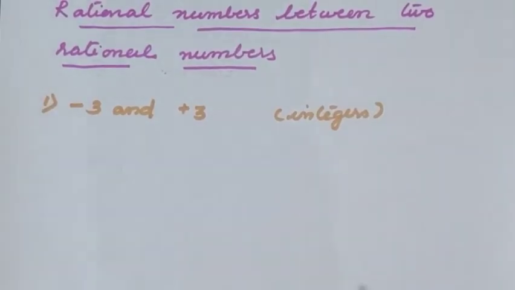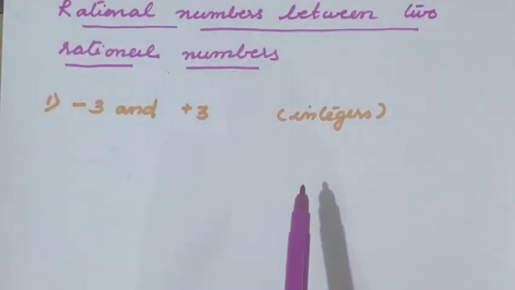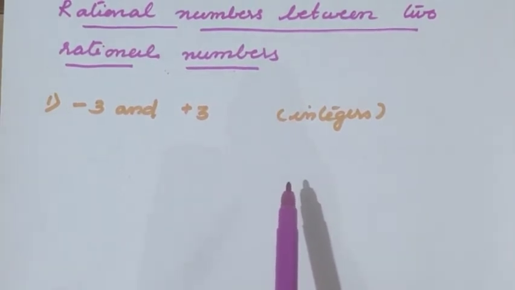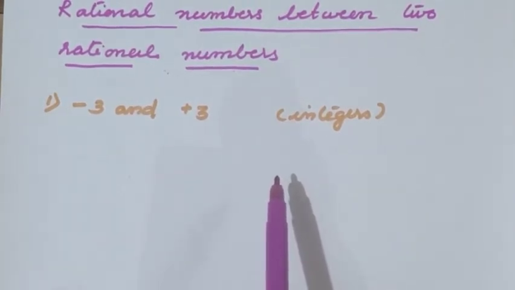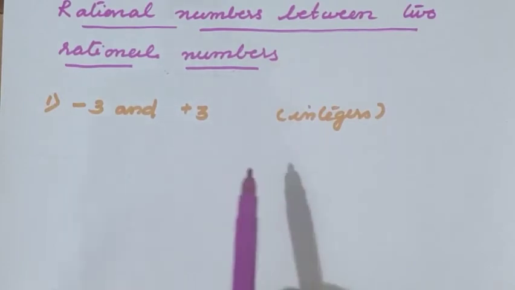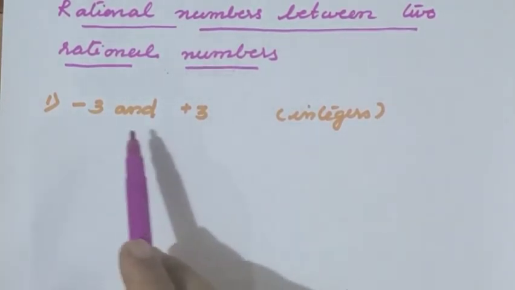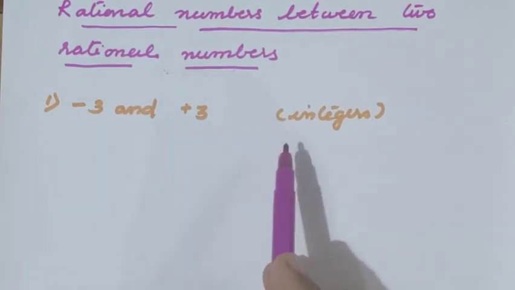Okay, let us start today's topic, rational numbers between two rational numbers. So first we will see rational numbers between integers. Let us take the example minus 3 and plus 3. You know that minus 3 and plus 3 are integers only.